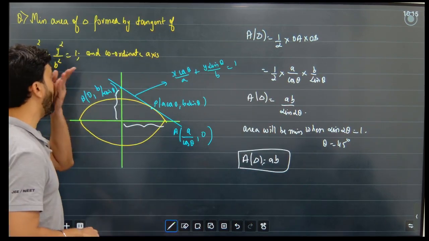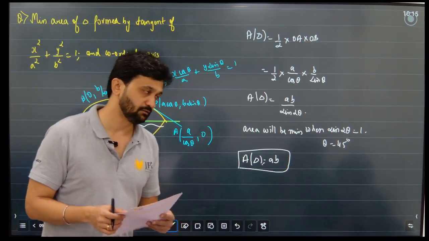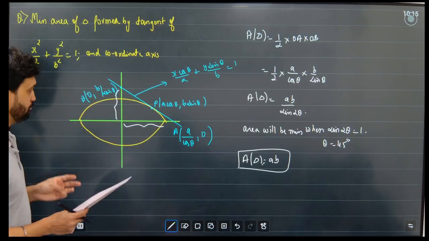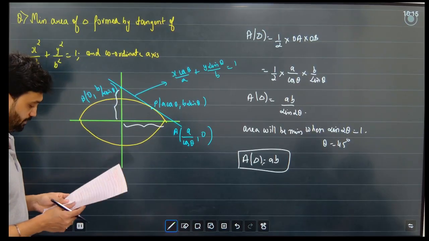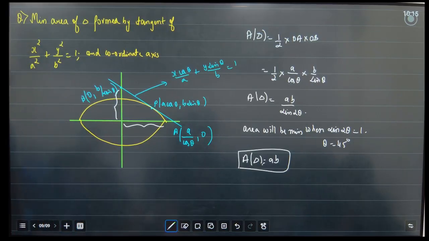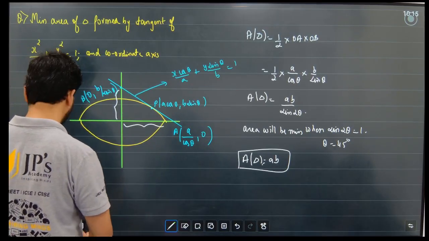So depending on what your A and B का value is. अगर A का value रहता A square रहता था 25 और B square रहता 16, तो my area would be 5 into 4, that is equal to 20. Has everybody understood this? Now this is the minimum area of the tangent.